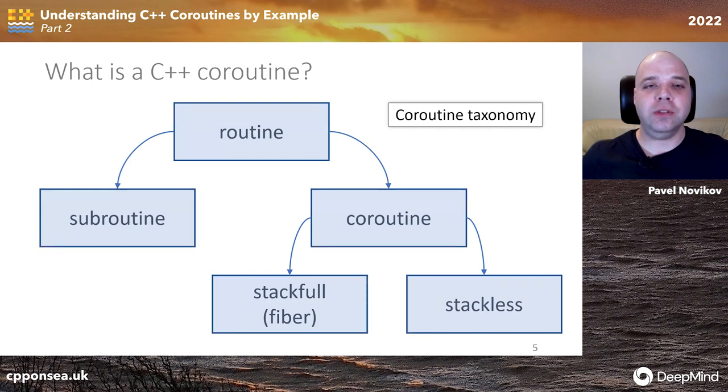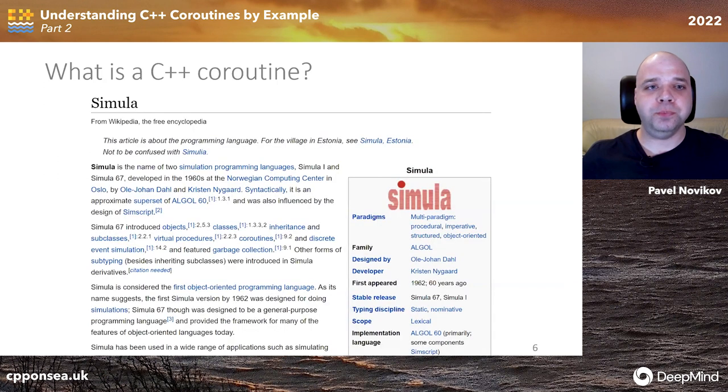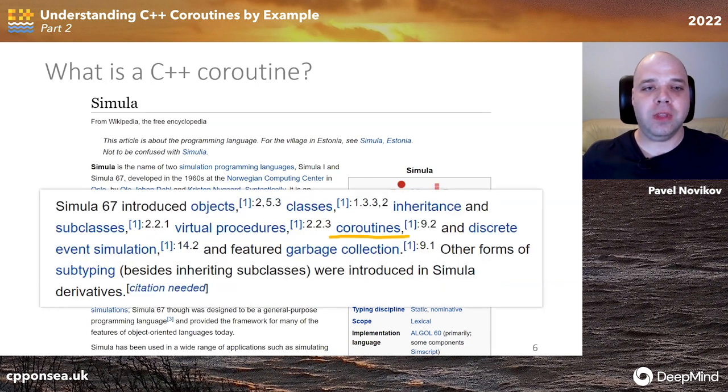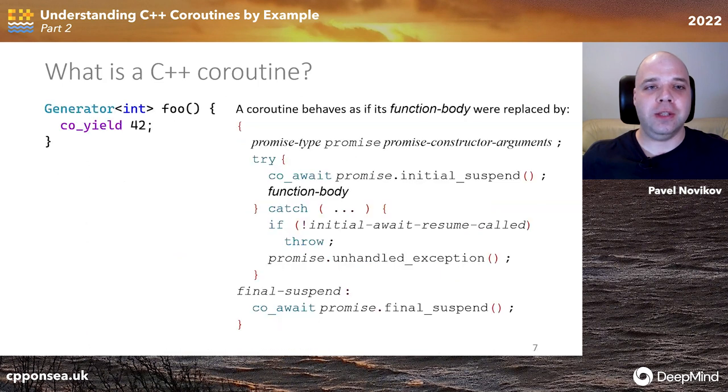Here's a little taxonomy of the coroutines. We have a routine, an ancestor or a program. It branches off to subroutine and coroutine. And in C++20, we got stackless coroutines as compared to stackful coroutines, which are also sometimes called fibers. You may know that C++ borrowed many things from Simula, and among other things, it borrowed coroutines as well, though it took around 60 years for coroutines to finally arrive in C++. I was told that coroutines in some form were in Simula 1, which is several years more. So it's 60 plus years ago that we had coroutines already, at least in some form.